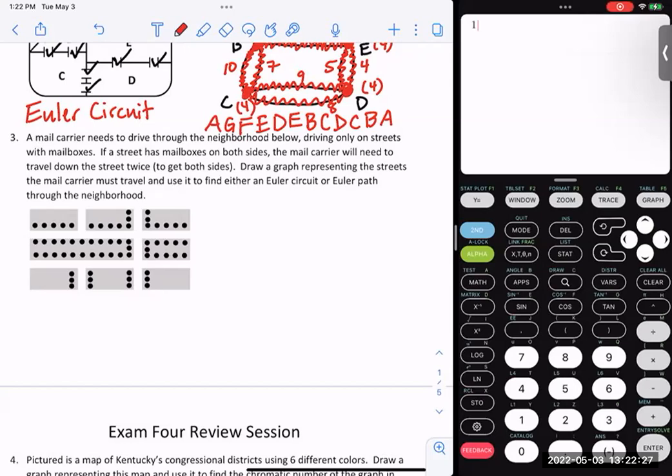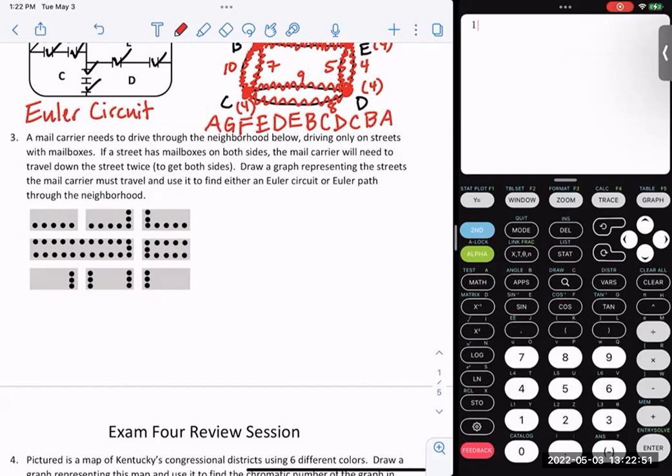So no mail carrier is going to go to the mailbox on one side of the road and then to the mailbox on the other side and then go across again, across again. What they're going to do is drive up one side, or if they're walking, walk up one side, and then later walk back down the other to deliver mail. So we're going to draw a graph representing the streets that the mail carrier must travel and then use it to find an Euler circuit or Euler path through the neighborhood.